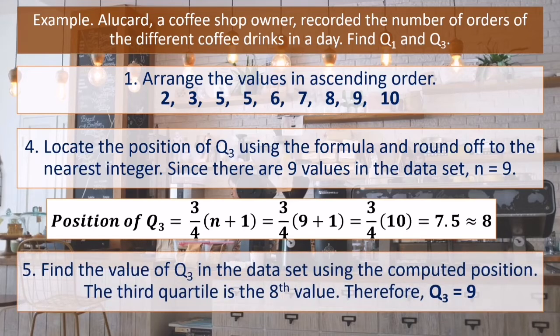Now find the value of the third quartile in the dataset using the computed position. The third quartile is the 8th value. Going back to our ordered set of values, our 8th value is 9. Therefore, our third quartile is equal to 9.